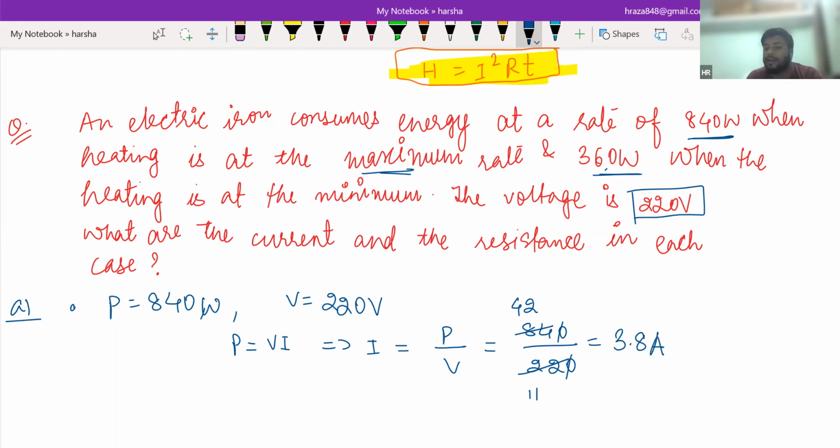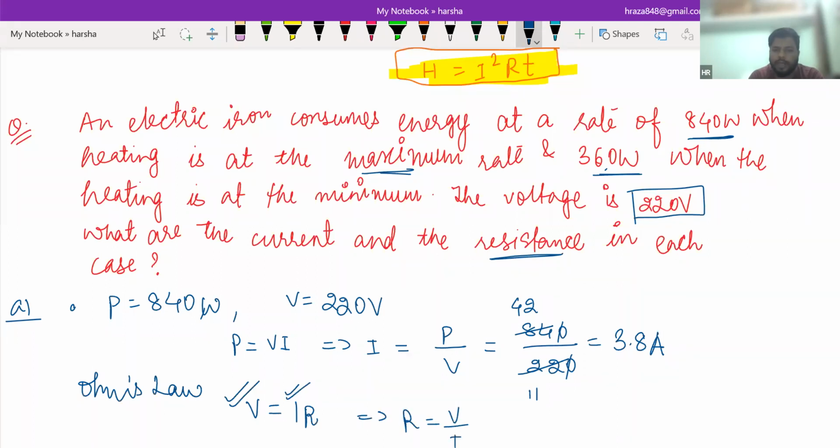So what are the current and resistance in each case? In the first case, the current is 3.8 ampere and we need to calculate resistance also. You also know that by Ohm's law, V is equal to IR. Since potential is given and we just calculated current, R will be equal to V upon I. V is potential, that is 220, and I is 3.8. If you divide it, it will be almost 57.6 ohm. This is the first answer.